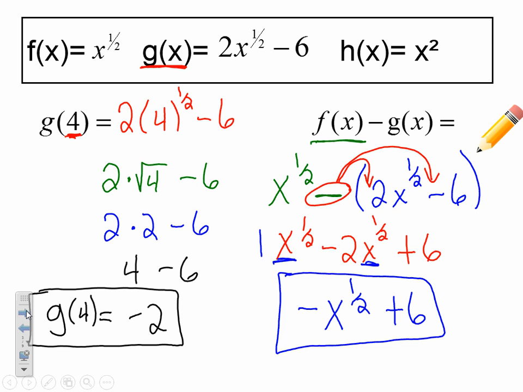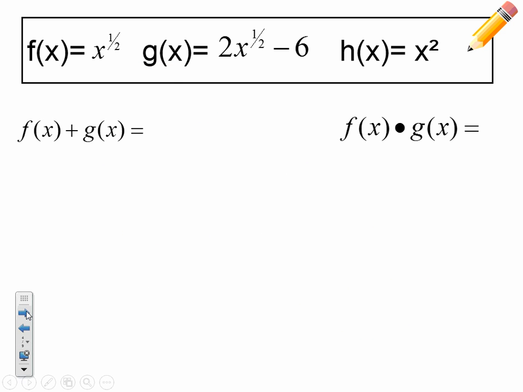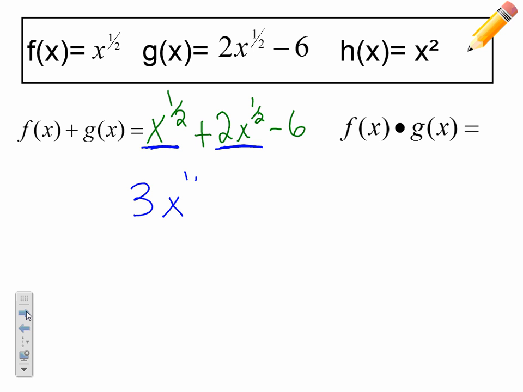plus 6. And that, ladies and gentlemen, is our answer. Alright, moving on to the next two. I have f of x plus g of x. When I plug this one in, f of x is x to the 1/2 plus g of x, which is 2x to the 1/2 minus 6. I combine my like terms, so I have x to the 1/2 and 2x to the 1/2. I have 3x to the 1/2 minus 6.